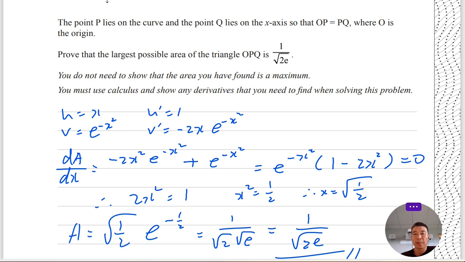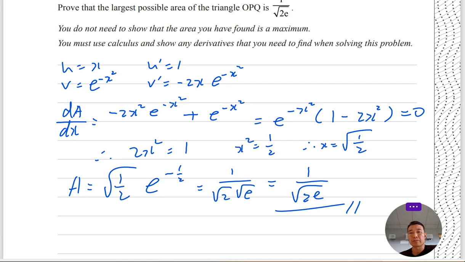So I factorized it and set it equals 0. Again, e to the power of negative x squared can't be 0. That means 1 minus 2x squared must be 0. That means x squared is half. x is plus minus square root of half, but x can't be negative, so positive square root of half. So the area is square root of half, e to the power of negative half.